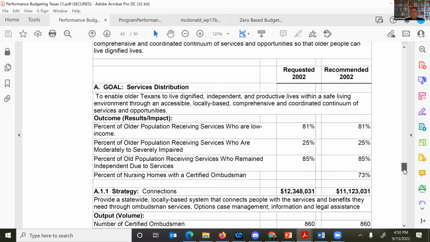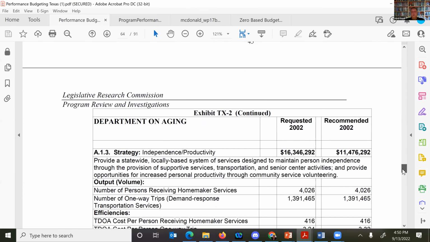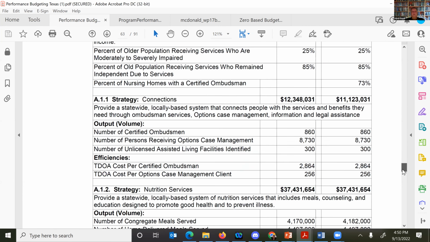So those are your outcomes, and then you have specific strategies. Strategies that you are going to engage in order to achieve those goals. So here are the strategies. A11 strategy, connections. Provide a statewide, locally based system that connects people with the services and benefits they need through ombudsman services, options, case management, information, and legal assistance.